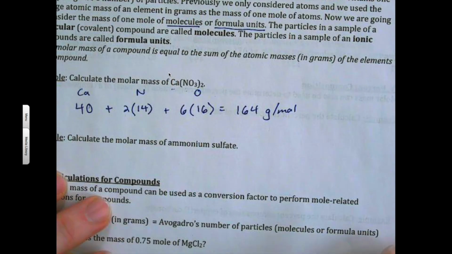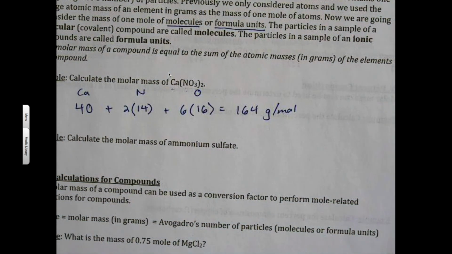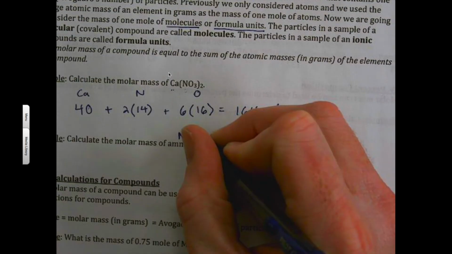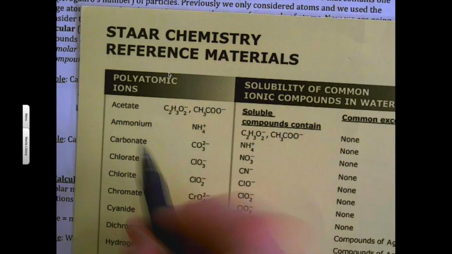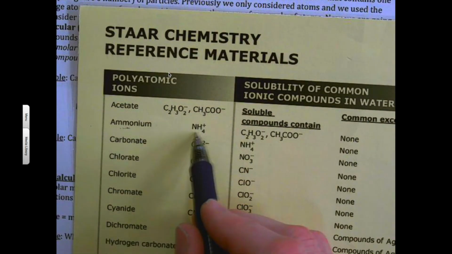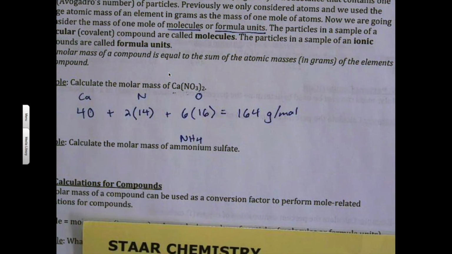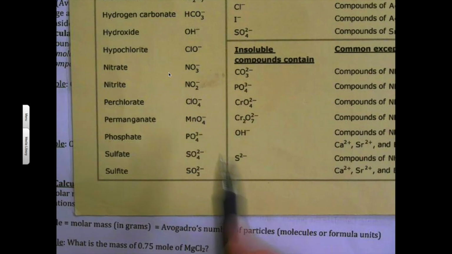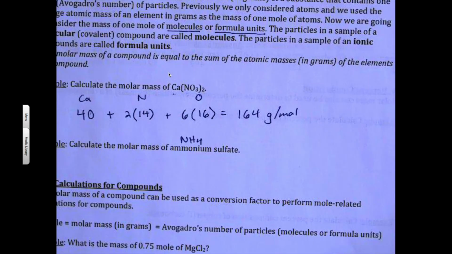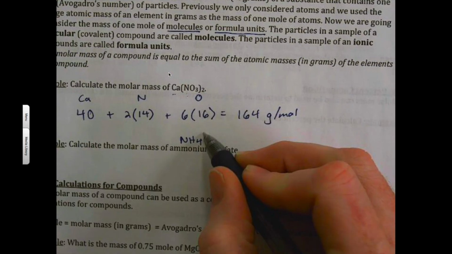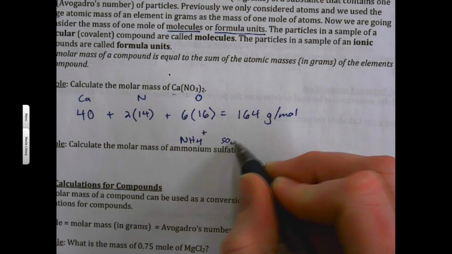Okay, and now we want to calculate the molar mass of ammonium sulfate. Ooh, that's a little tricky because they didn't give us the formula, Mr. Russell. Well, we know that ammonium is not an element, it's a polyatomic ion, right? So ammonium is NH4, okay? And then sulfate is SO4 with a 2 minus charge, right? That's on the back of that periodic table. And so ammonium's got that plus charge, and sulfate's got that 2 minus charge.